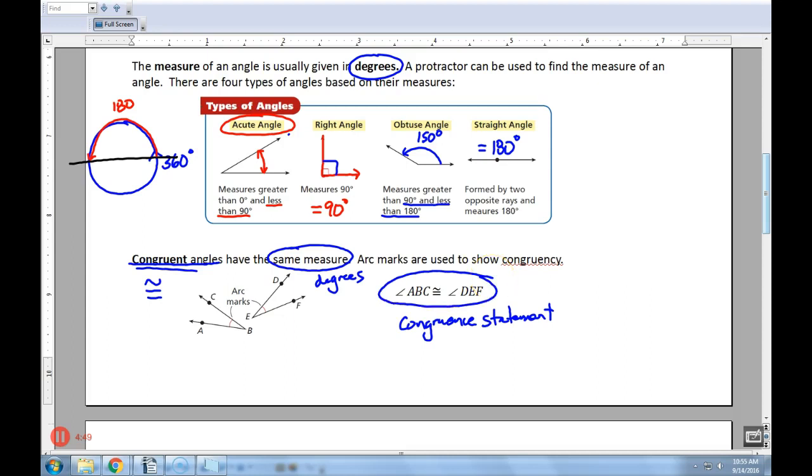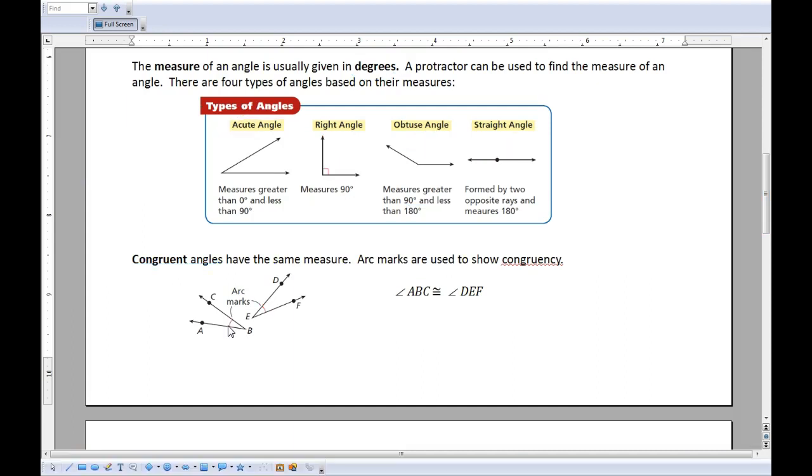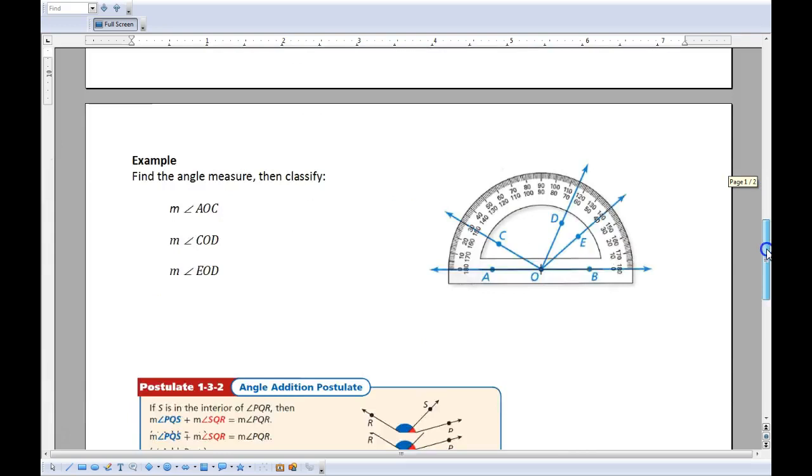But I also could use little tick marks, or rather arc marks. I'm going to put these in red, and a little bit bigger. If I show a little arc on two different angles, that signifies that those two angles are congruent to each other. So I like to use those arc marks instead of writing out the full congruence statement most of the time. All right, let's move on to page 2.